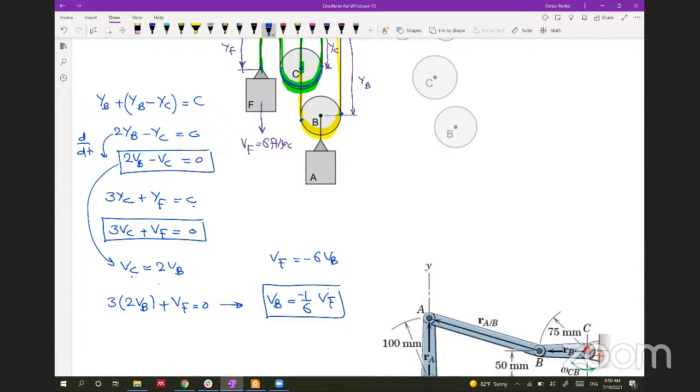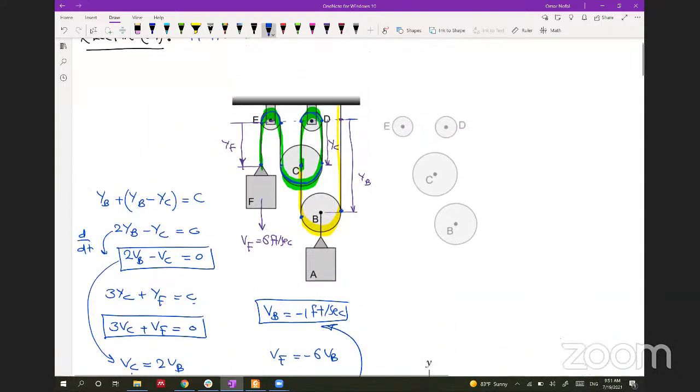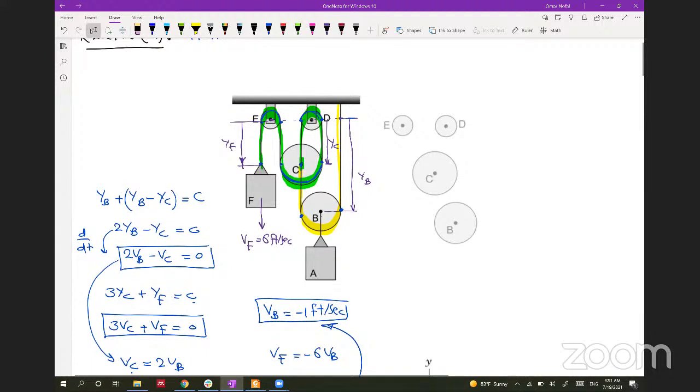So VB is negative 1 over 6 VF, and we have VF as 6 feet per second, so it will be negative 1 foot per second. So this is the velocity of this. If VF is going down, VB will be going up with 1 foot per second, in the opposite direction, because our positive is going down. So let's solve this problem with the instantaneous center of zero velocity mentality. Let's see how we can do this.